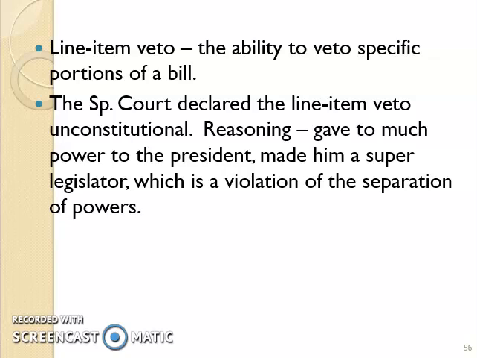There is an executive branch who enforces the law, and there is the legislative branch who makes the law. But if you give the president the power to just go through with his pen and line things out, he can craft a bill to his own making, and everything else just goes away. So that is why the Supreme Court declared it unconstitutional, because it really made the president a super legislator.